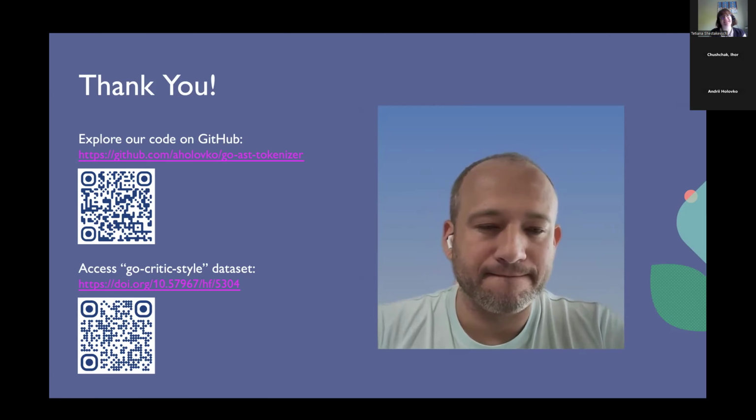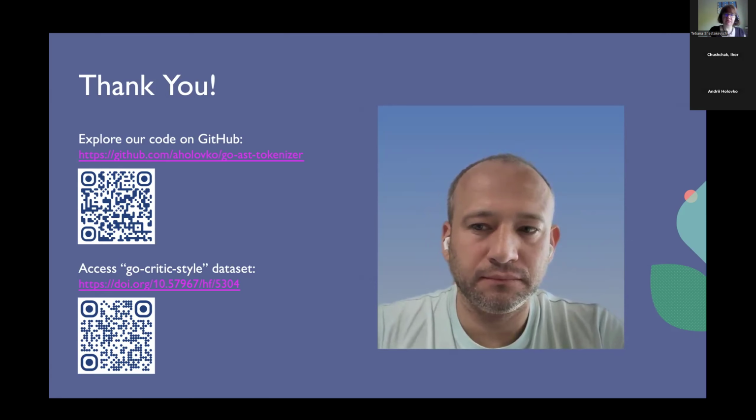As always, this conference paper will be shared in open access. Will those QR codes or those links be there in your paper?